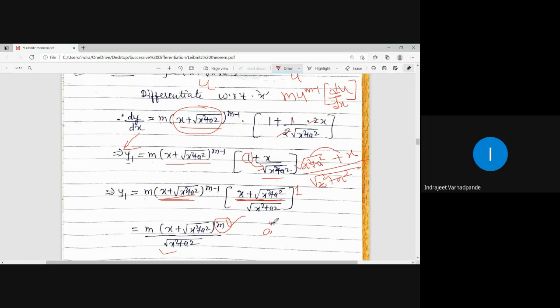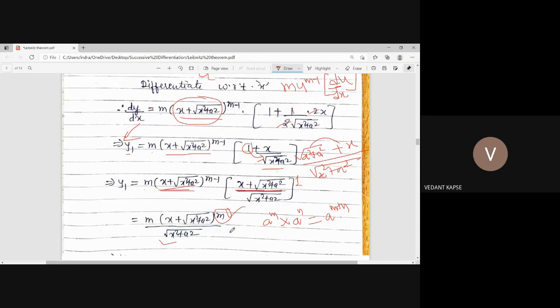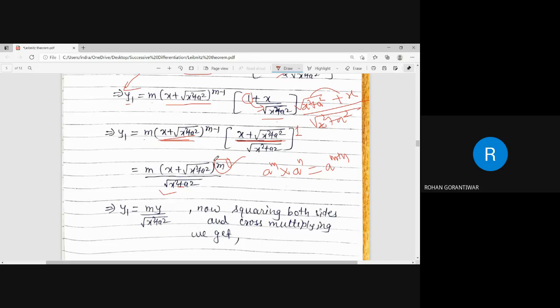a to the power m into a to the power n is equal to a to the power m plus n. So m minus 1 plus 1 is m. Clear? Yes, sir. Now cross multiply this. But sir, this is your original question. This is your original question. So what I have written is y1 is equal to m upon under root of x square plus a square.